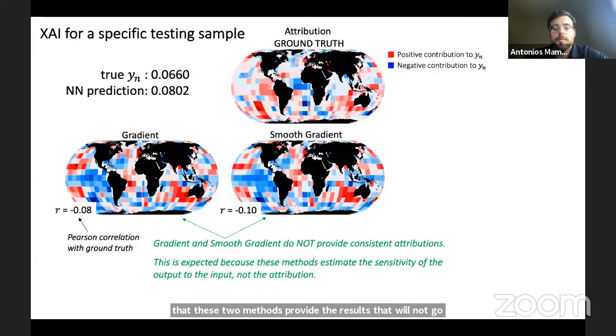And I'm showing this result here to clearly illustrate that these two methods estimate sensitivity, and sensitivity is not the same as attribution. That's exactly why they don't correlate with the ground truth that we have.